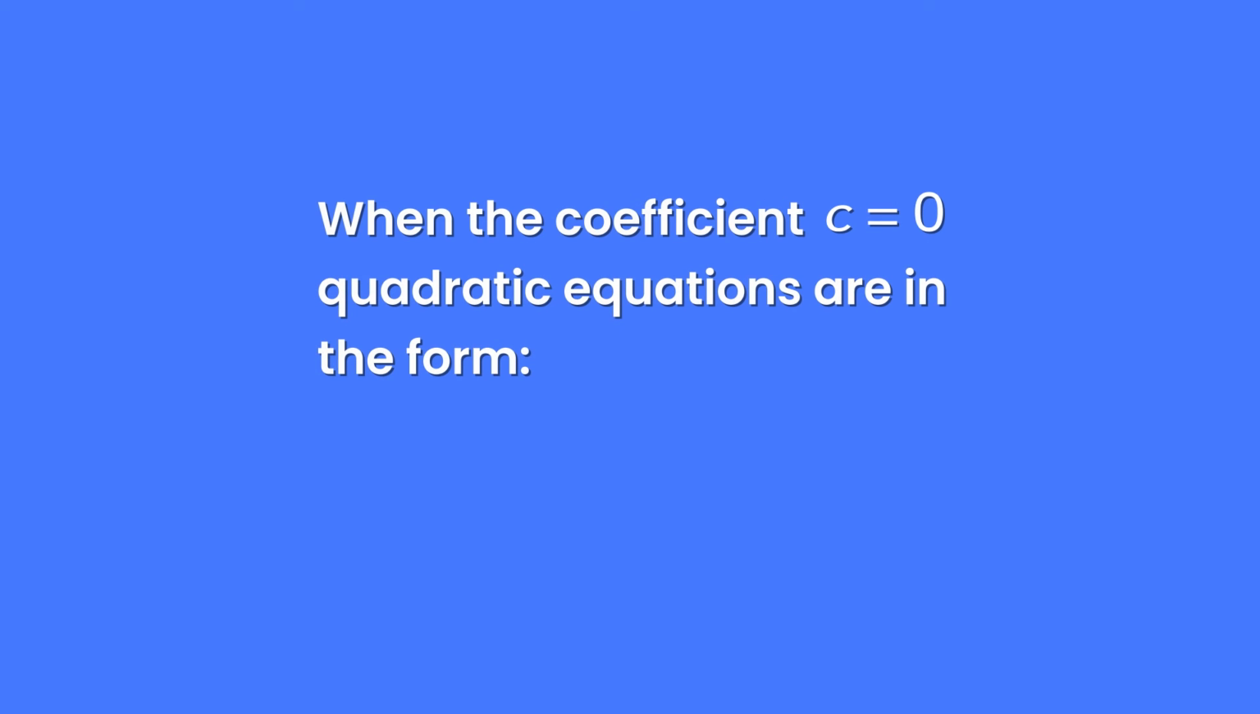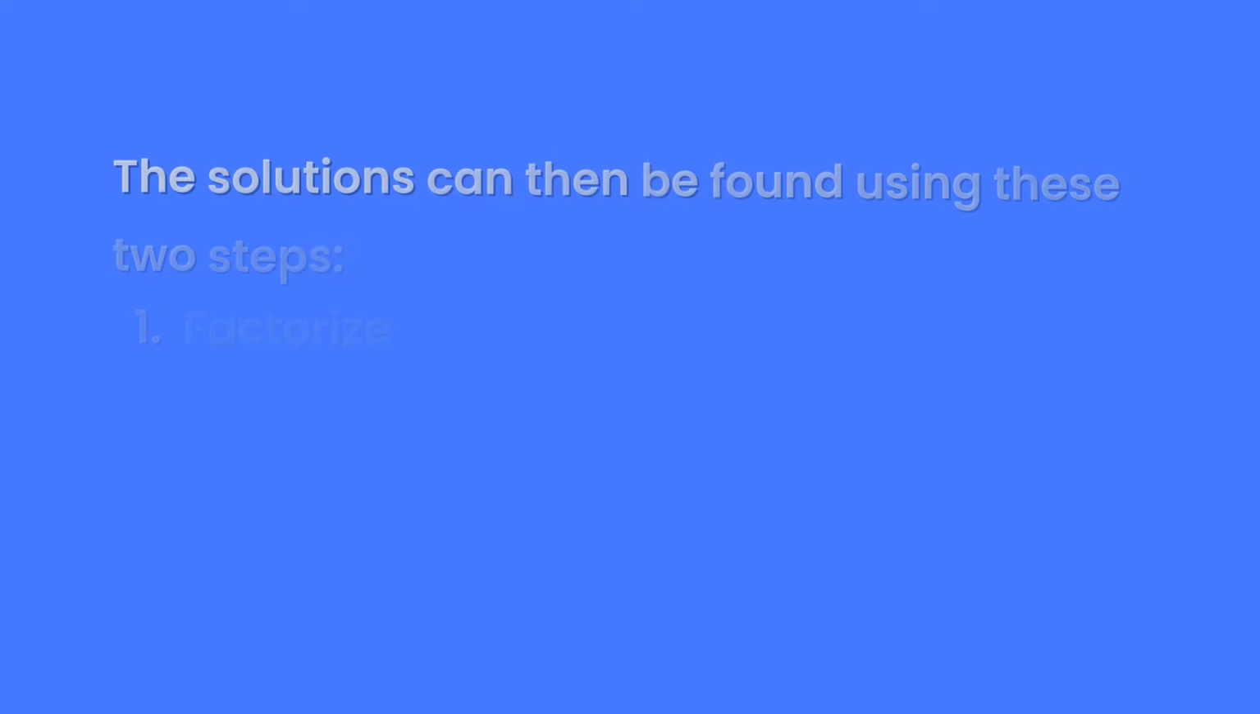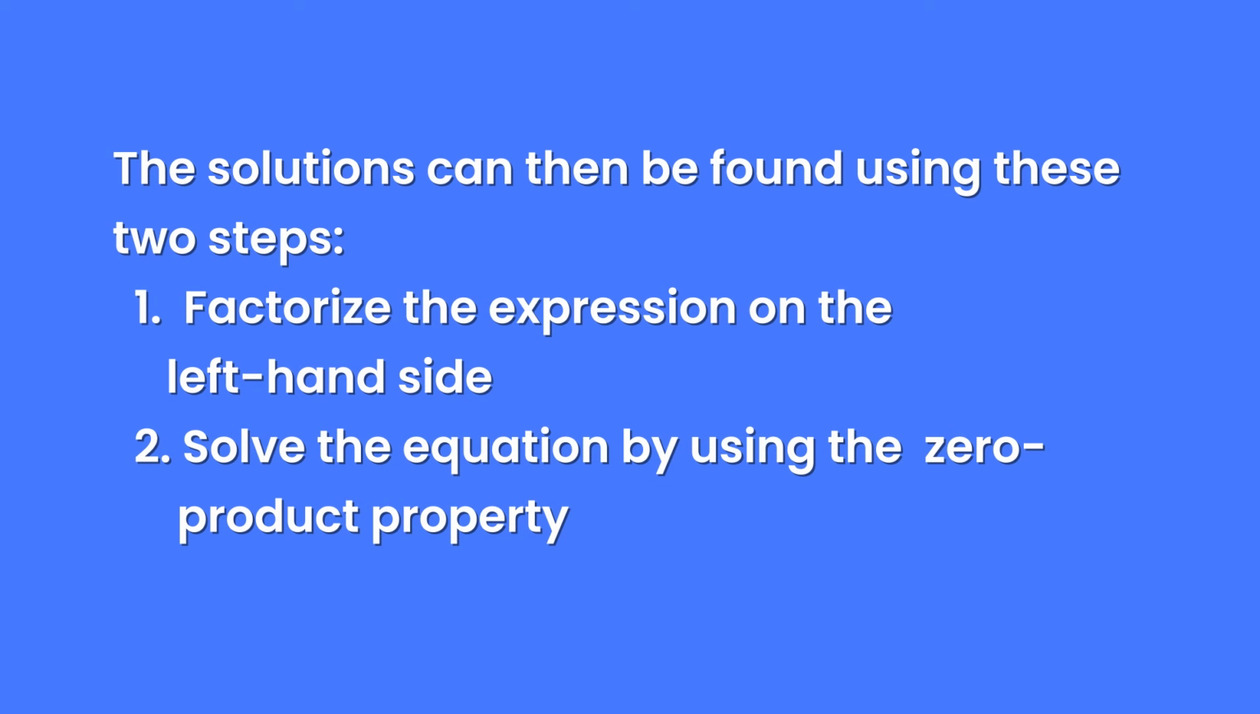When the coefficient c equals 0, quadratic equations are in the form ax squared plus bx equals 0. The solutions can then be found using these two steps. 1. Factorize the expression on the left-hand side. 2. Solve the equation by using the zero product property.